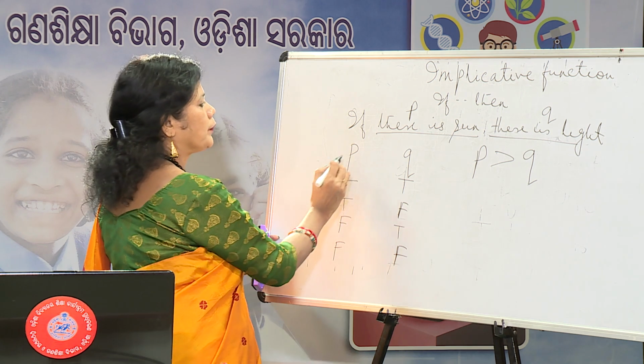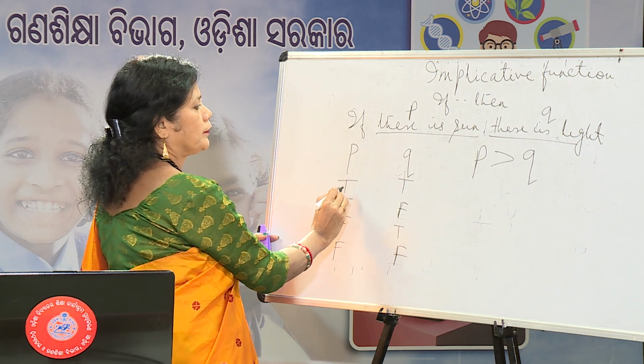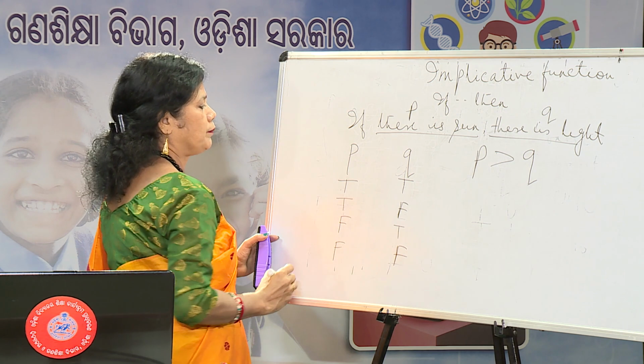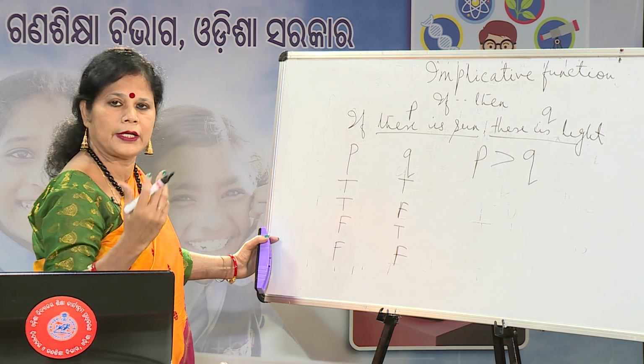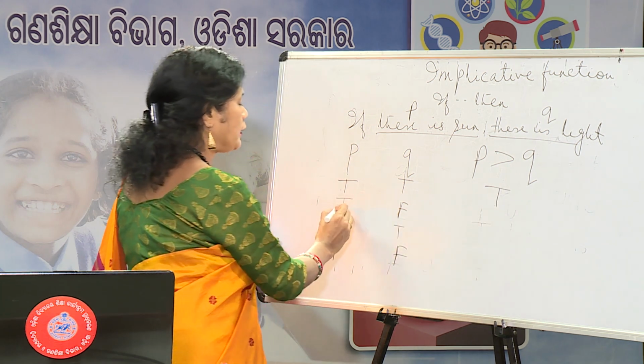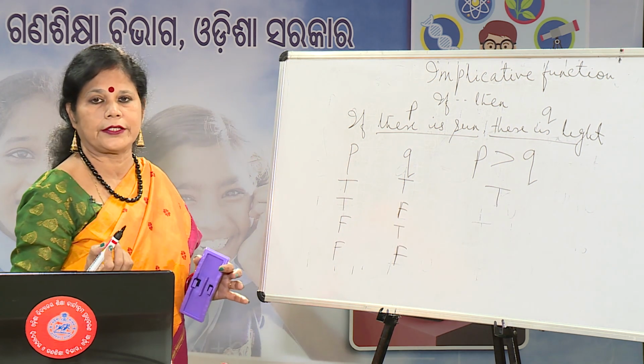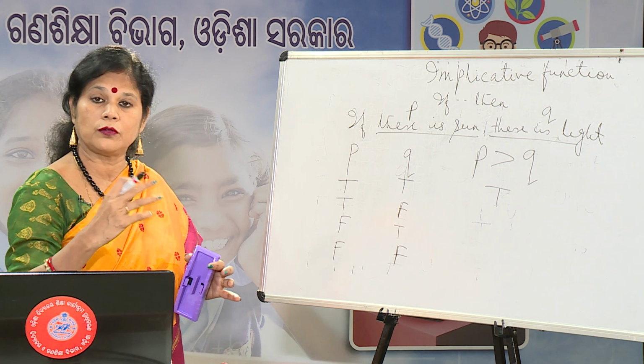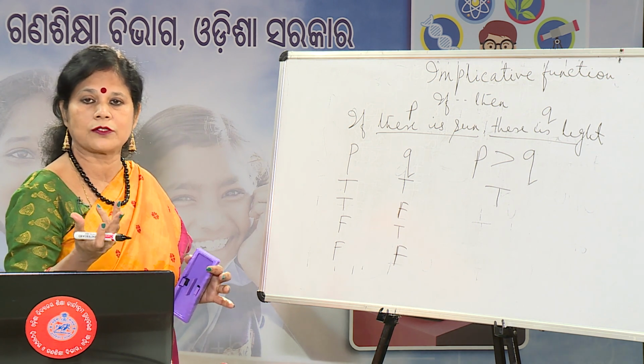Here you see there is sun and there is light. There is sun, and since there is sun there is light. So this is true. There is sun but there is no light. The sun is there, but no light. How can this be? This cannot happen. So this is false.